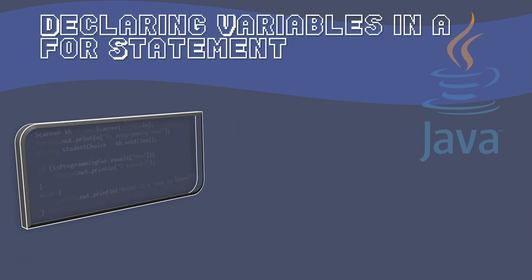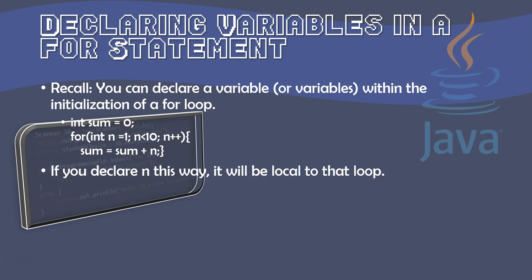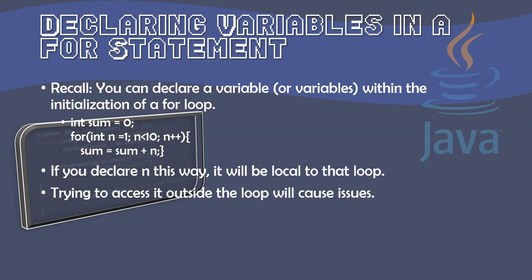So let's look at this with an example of something that we might already know: declaring variables in a for statement. If you recall, we can declare a variable or multiple variables within the initialization of a for loop. So for example, int sum equals 0, for int n equals 1, notice we're initializing it here in the header, n is less than 10, n plus plus, sum equals sum plus n. If we declare n in this manner, it is only local to that loop, which means if I have it exist outside there, then we're going to run into issues because it doesn't exist outside that for loop.